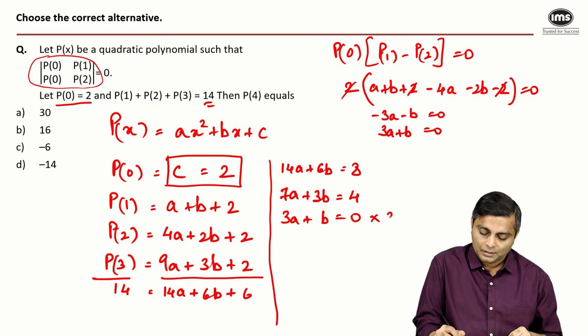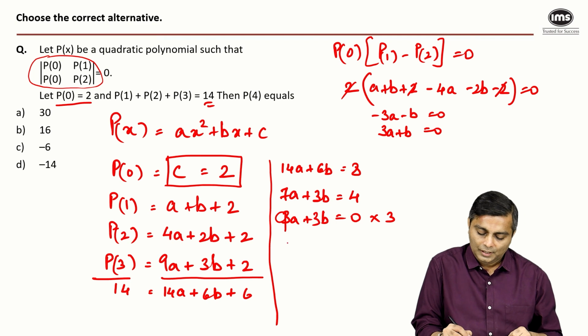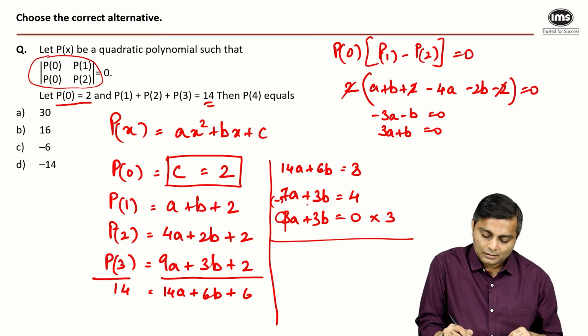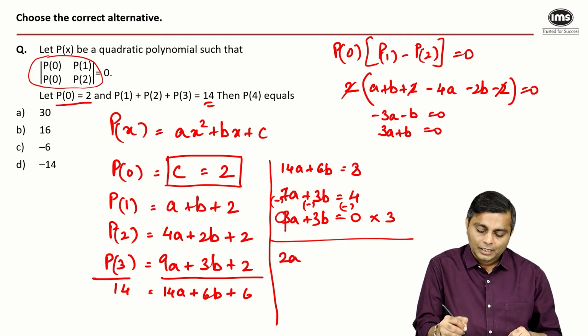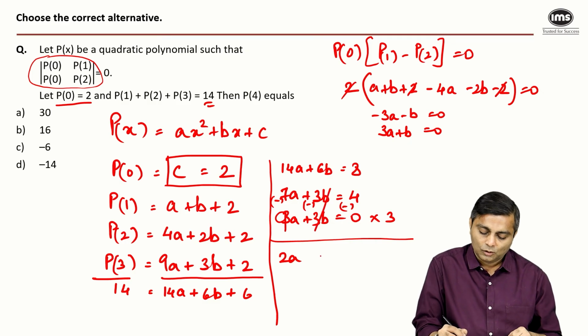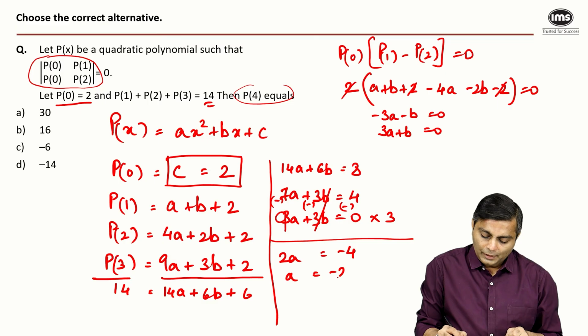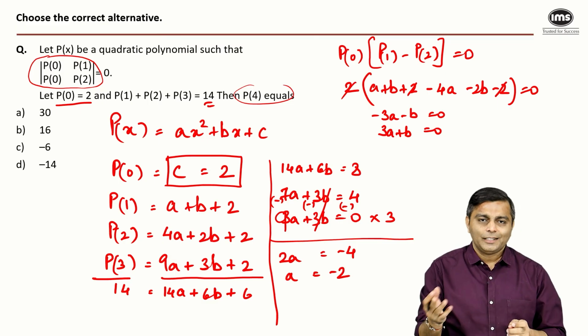Let's multiply this with 3 to give us 9a and 3b. 9a, 3b. Let's subtract the first from the second. So minus, minus and minus. 9a minus 7a is 2a. 3b minus 3b will cancel. 0 minus 4 is minus 4. Therefore, a will be equal to minus 2. 2a is minus 4, a is minus 2.